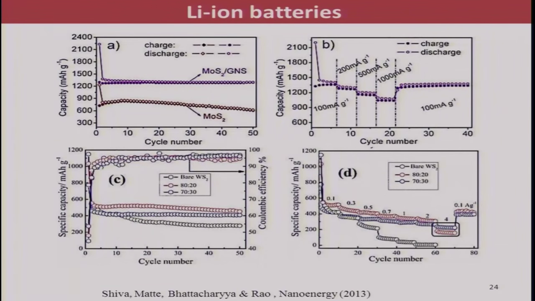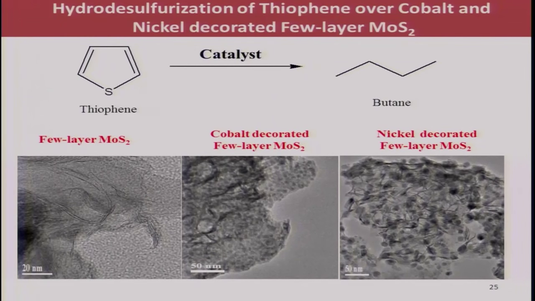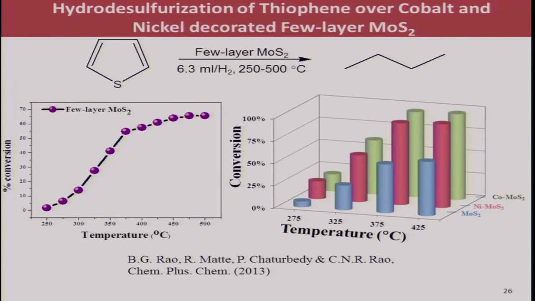A lot of applications that people have looked at include use in lithium ion batteries. There has been a fair amount of effort to use it in lithium ion batteries. There is some work we have done and some others have also published. We have used this single layer or two layer MoS2 for reactions like hydrodesulfurization, which MoS2 is known for. In fact, this layered MoS2, with or without dopants like cobalt or nickel, shows fairly good hydrodesulfurization activity, converting thiophene to butane, for example.